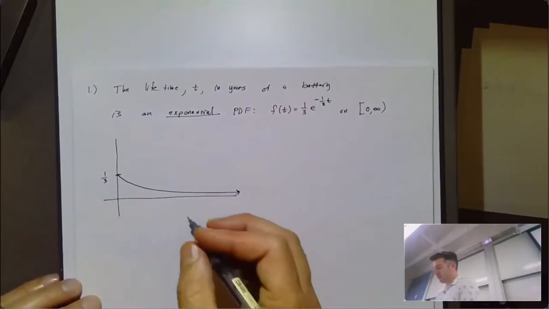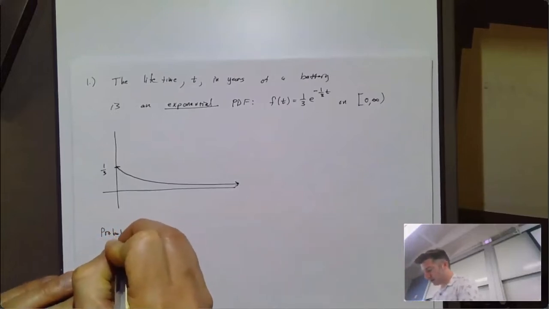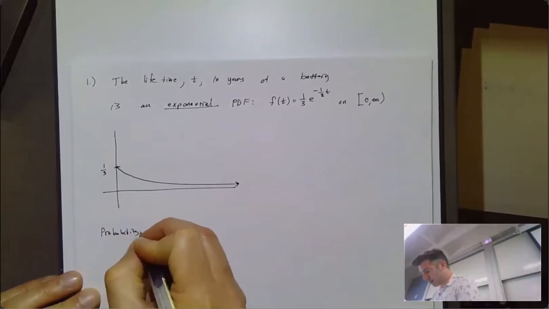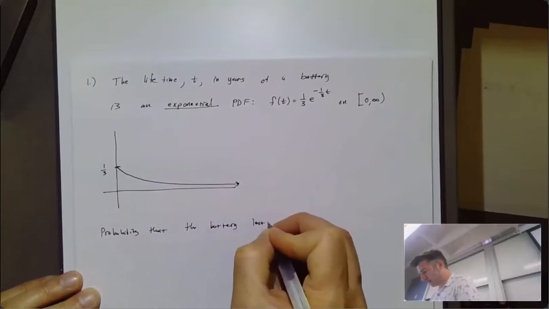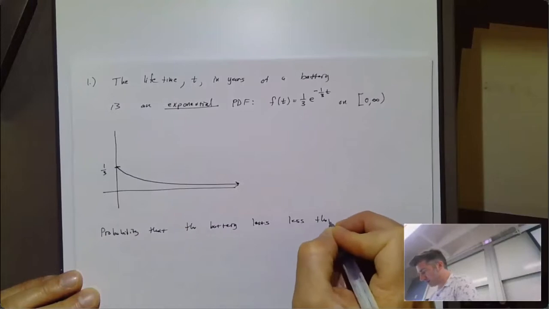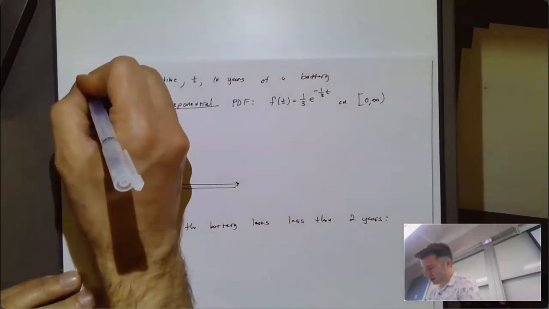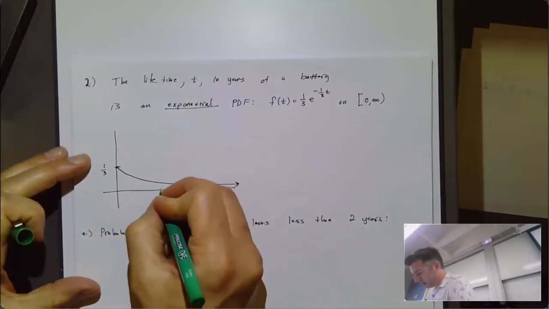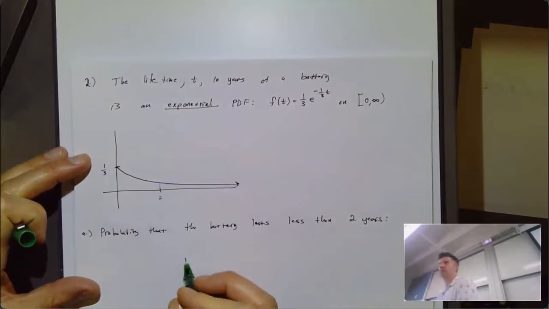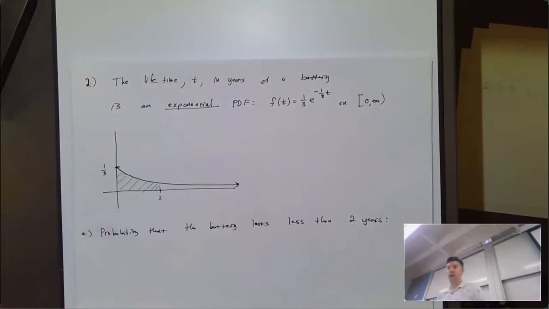So first, let's just find some probabilities. Find the probability that the battery lasts less than 2 years. So I guess this is 2. Well, what we're looking at there is essentially we want to find out how much area is under the curve to the left of 2, right? If we want the time it lasts to be less than 2, we want to find that area there.